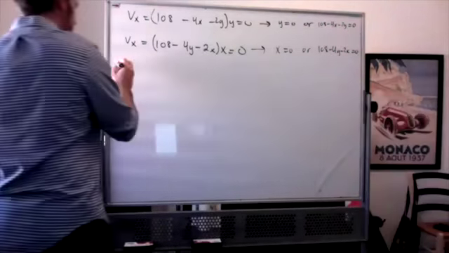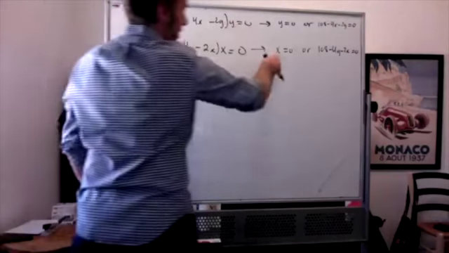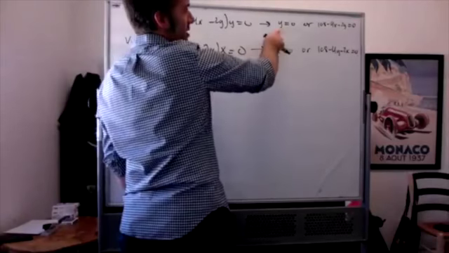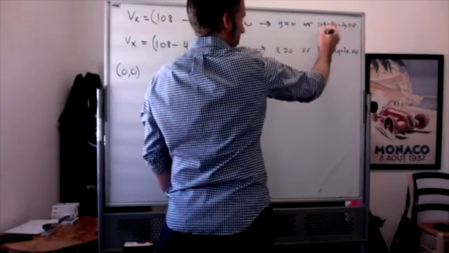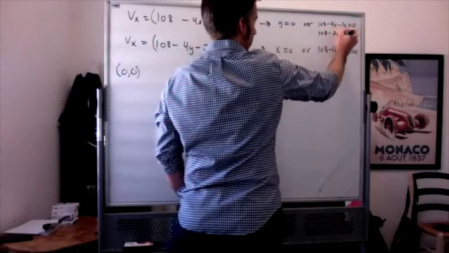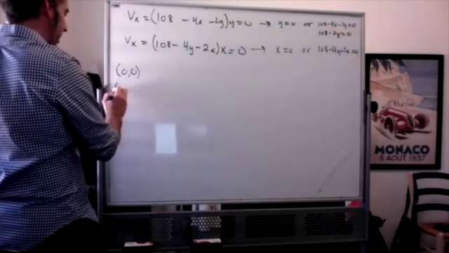So let's say our critical points are going to be 0, 0. And then if x is 0, y can be 0, or 108 minus 0 minus 2y can be 0. So 108 minus 2y can be 0. Let's say y can be 54. So if x is 0, y can be 54.